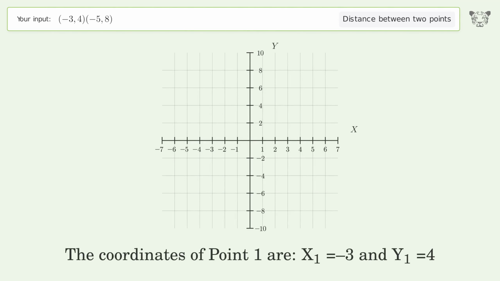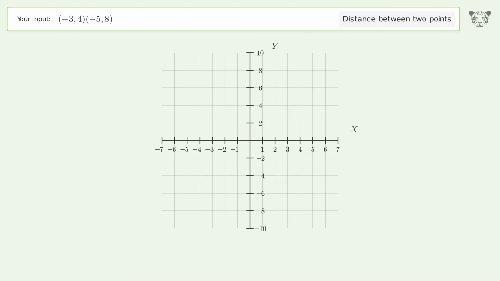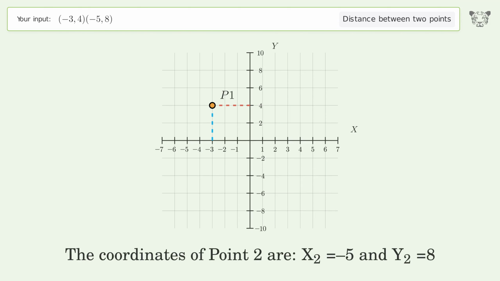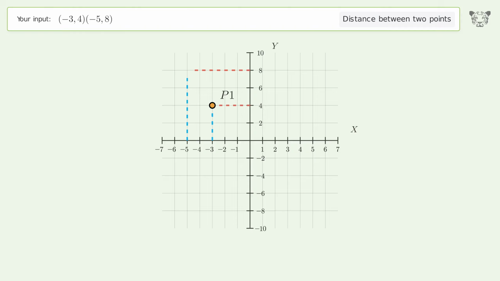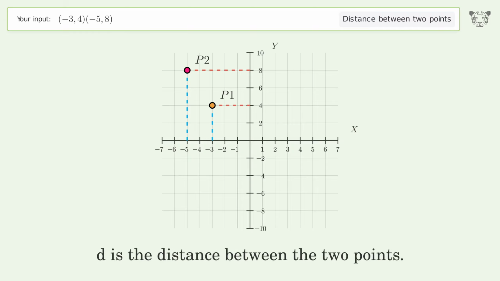The coordinates of point 1 are x1 equals -3 and y1 equals 4. The coordinates of point 2 are x2 equals -5 and y2 equals 8. D is the distance between the 2 points.